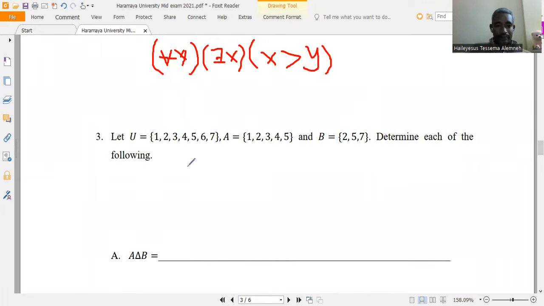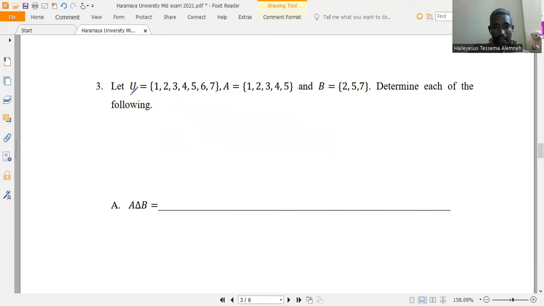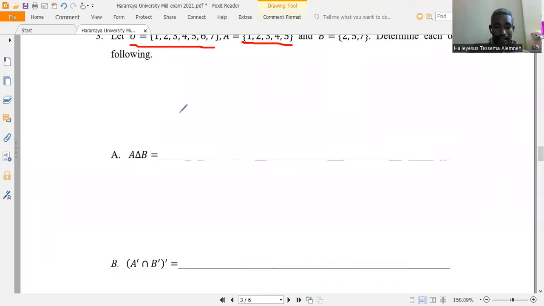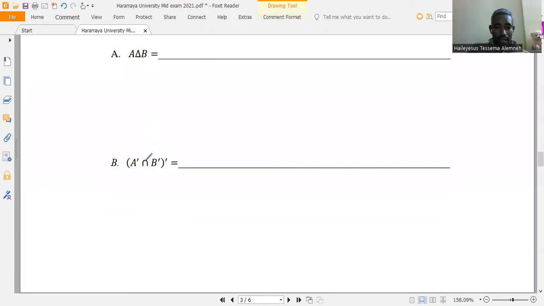Let the universal set have some elements. Set A has some elements and set B has some elements. Determine each of the following: A symmetric difference B, A intersection B.